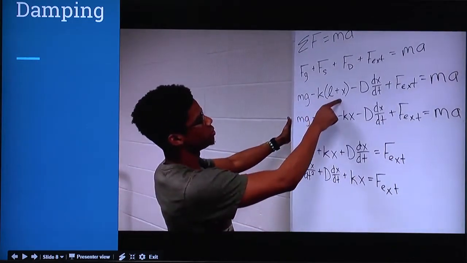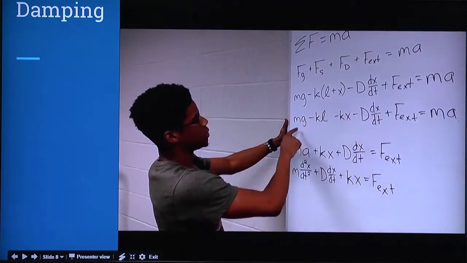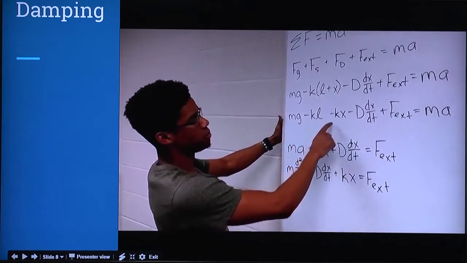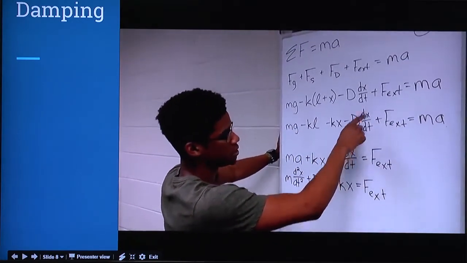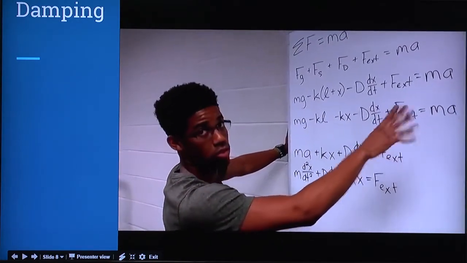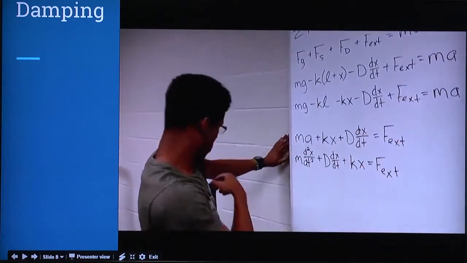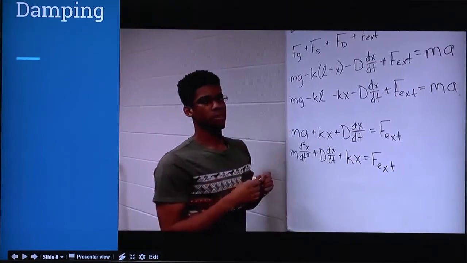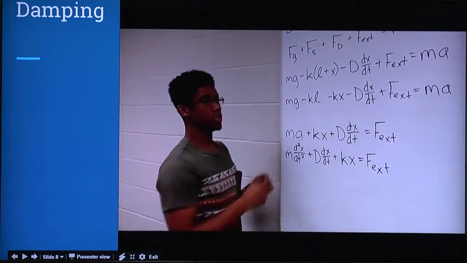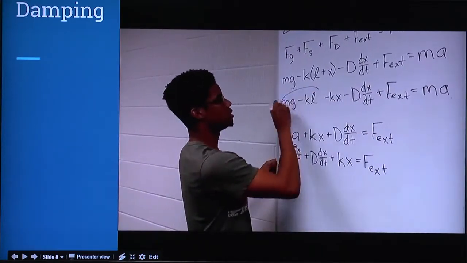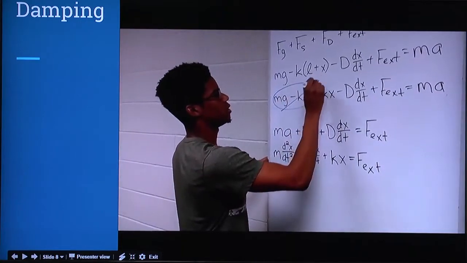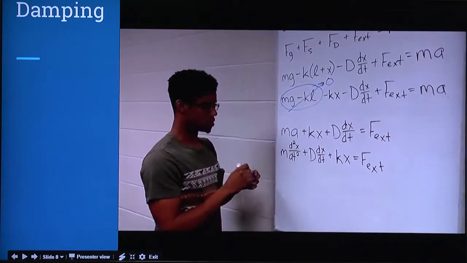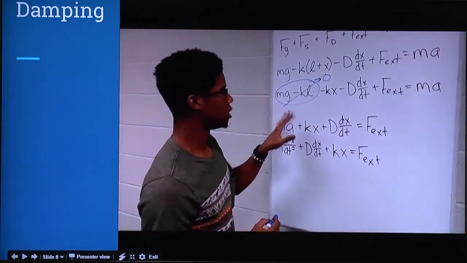We distribute the K constant, and we get mg minus KL minus Kx minus d dx dt plus the force of all the other forces. So now, what Noah told us was, at equilibrium, this right here earlier was 0, and it's still going to be 0 here, right? So that's 0. So that's not going to come up anymore. That's gone, and we're left here.